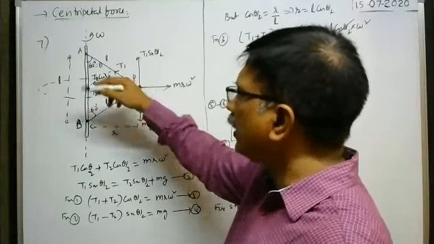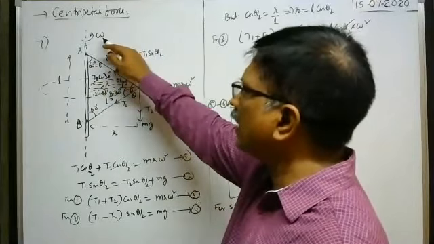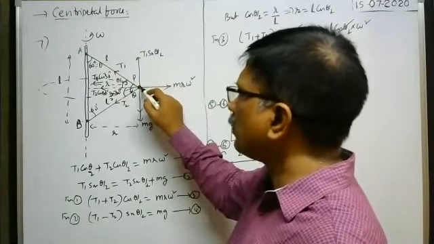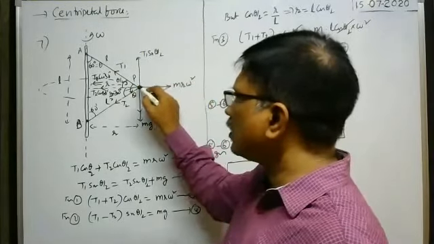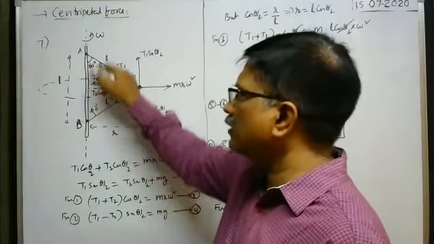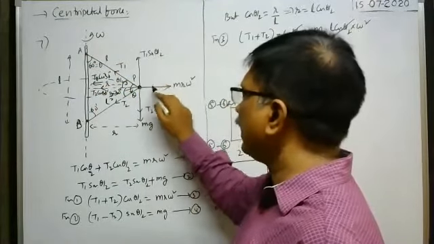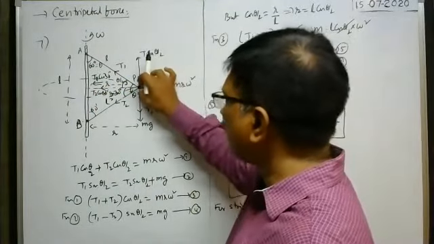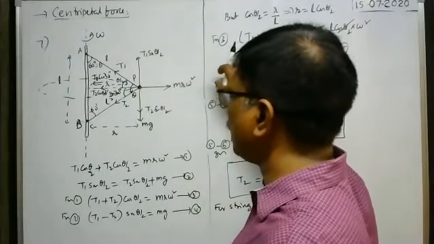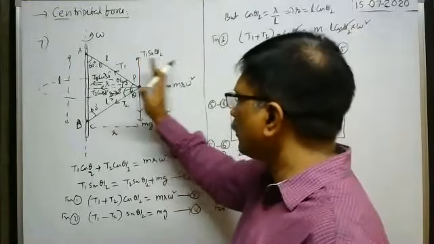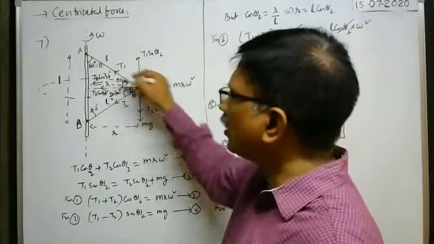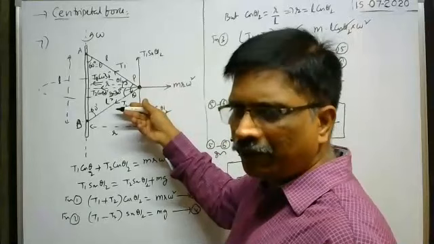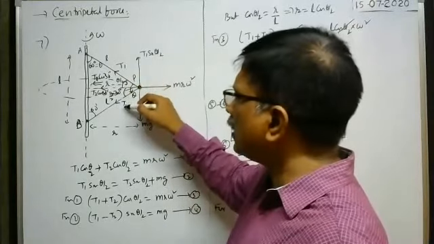As this particle is made to rotate about this vertical axis with angular velocity omega, then this particle experiences centrifugal force m r omega square. R is the distance of this particle from the axis of rotation, or from this vertical axis. That is R. Then m r omega square. Whenever this particle tries to come away from the axis of rotation, these two strings pull the particle in this direction and in this direction with tensions. It is T1 and it is T2.